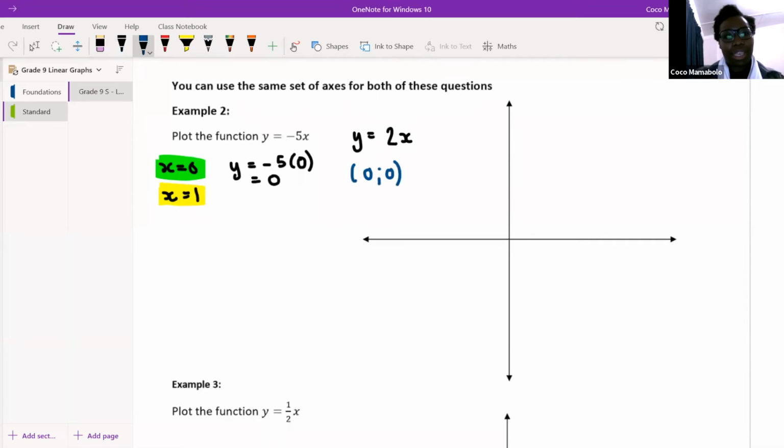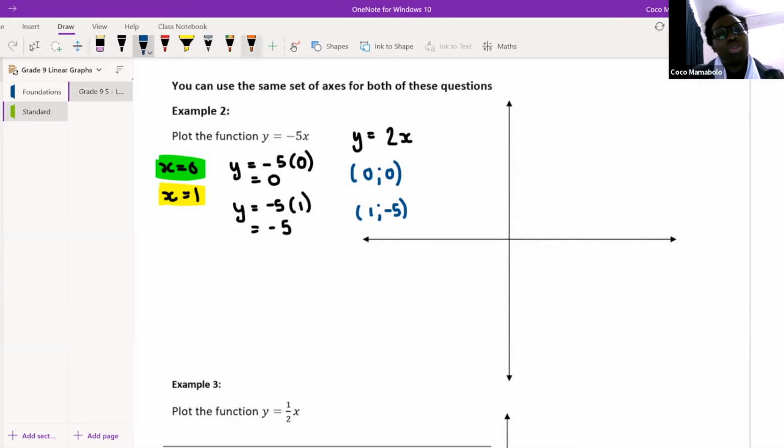Okay, and my second point, Moabi, I'm going to answer your question just now. I'm going to choose my x to be 1. So I'm going to go y is equal to negative 5 multiplied by 1, and that's going to give me negative 5. So my second point is going to be 1 and negative 5. So I'm going to go to my graph. These are the only 2 points I need. I really don't need any more points.